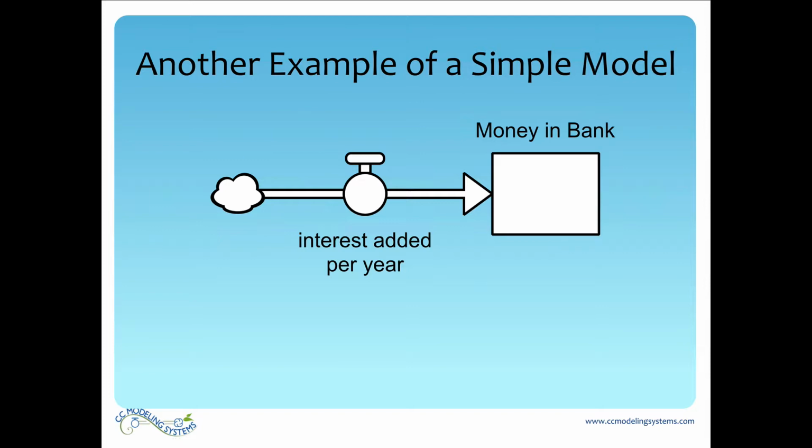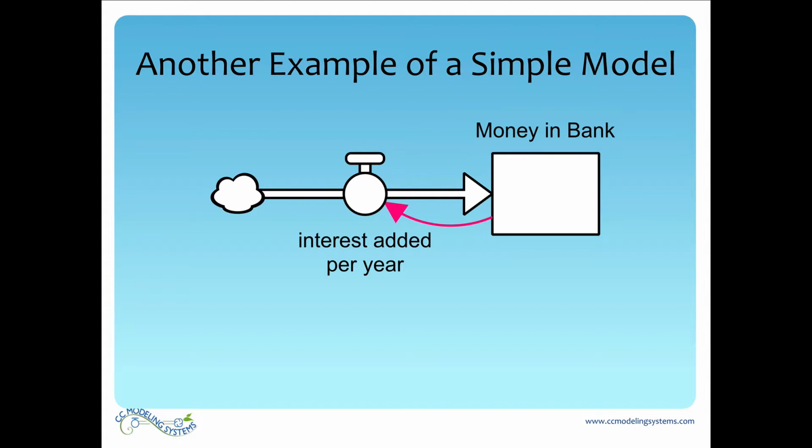Most bank accounts increase the money they contain by having additional money added periodically in the form of interest. Interest is calculated as a percent of the amount of money currently in the account. But to calculate how much the interest amount, the money to add, should be, the flow interest added must know how much money is in the bank account. So we connect the stock to the flow using a connector, this red arrow, to send the information, numerical information, from the stock to the flow.